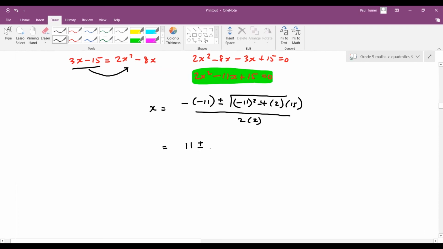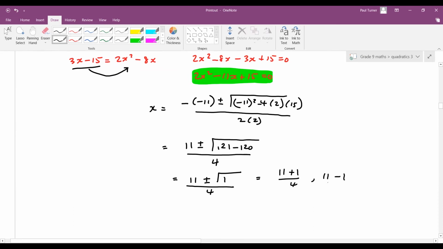Plus or minus the square root of minus 11 squared, 121, minus 4 times 2 times 15, that's minus 120, all over 4. So this is actually a question that could have been factorized. So 11 plus or minus the square root of 121 minus 120, which is 1, on 4. And root 1 is 1, so you'll get 11 plus 1 on 4, and 11 minus 1 on 4.